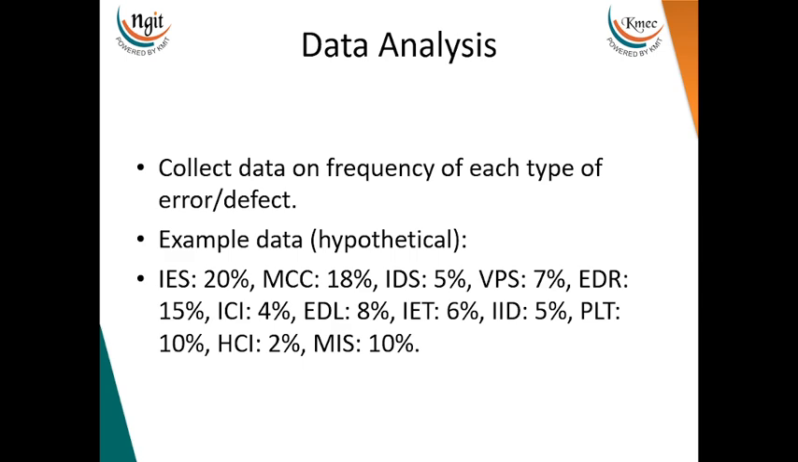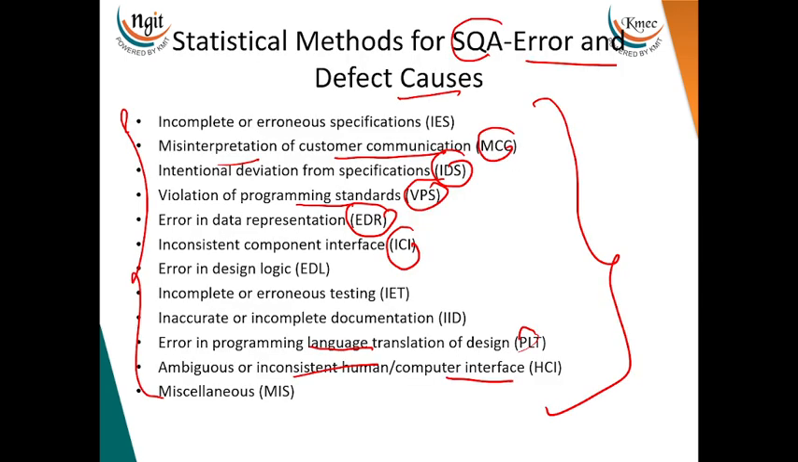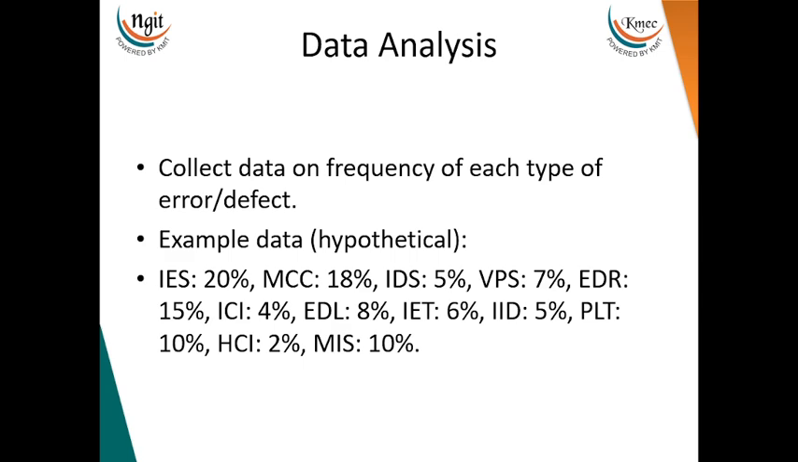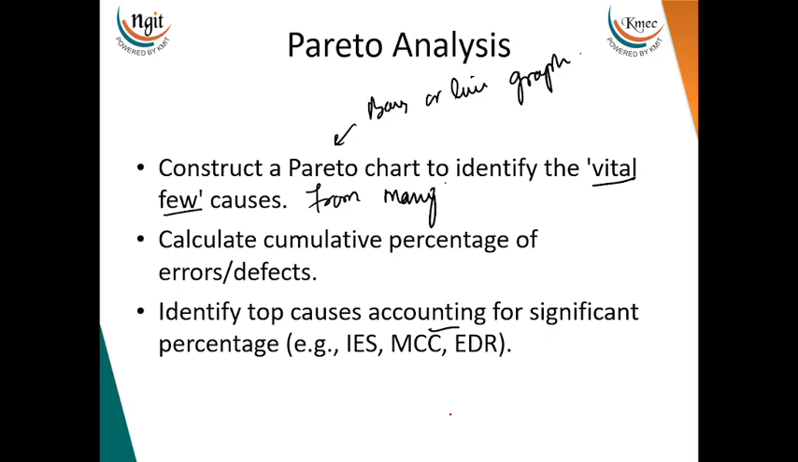Incomplete specification is 20%. MCC, misinterpretation of customer communication, is 18%. IDS is nothing but intentional deviation from specification. These are the errors and we have to correct them. Construct a bar chart to identify the vital few causes. Once we have the data, construct a bar graph like this. From the many causes you identify the few which are very important.